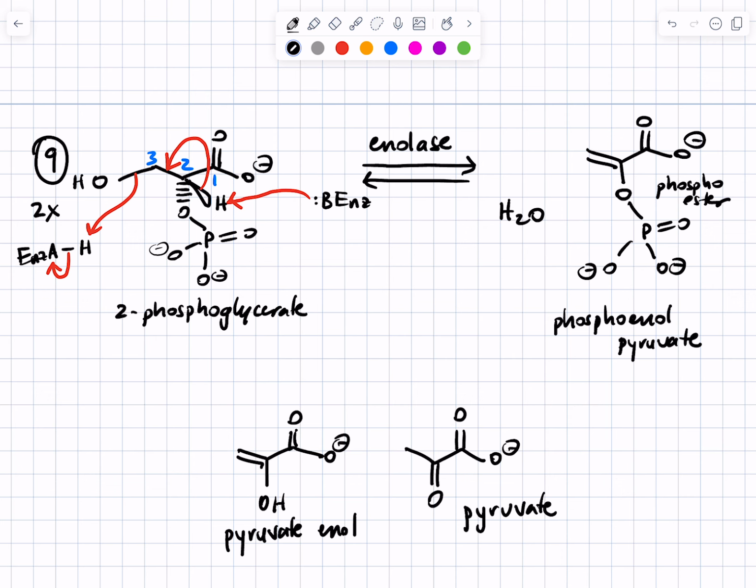All right, go ahead. So I guess how do we switch enol to pyruvate? So we haven't done that yet. This is the product, phosphoenol pyruvate. I was just telling you where the name comes from. Pyruvate is this alpha keto acid. Pyruvate enol is the enol form, and then if you put a phosphate group on it, it's phosphoenol pyruvate.